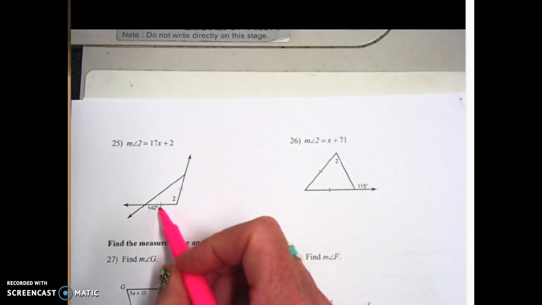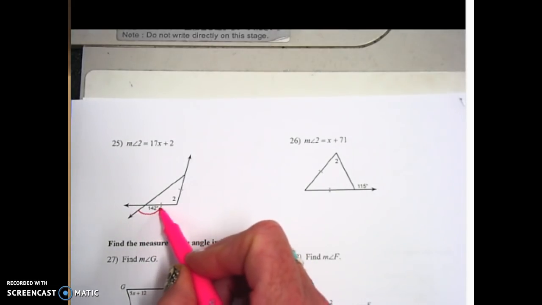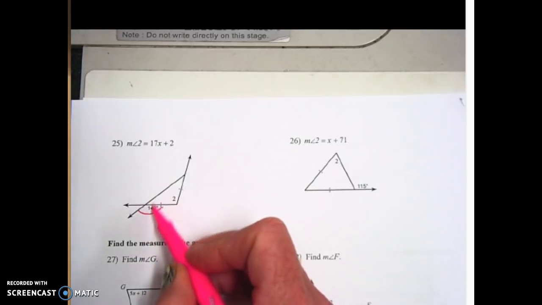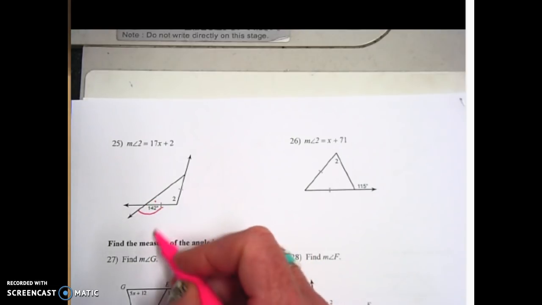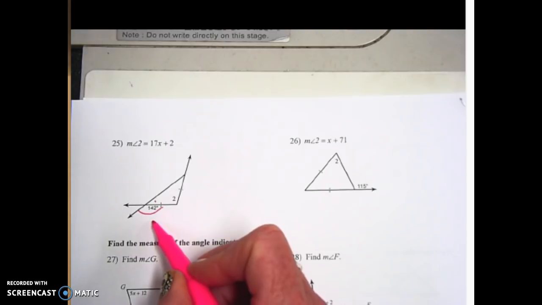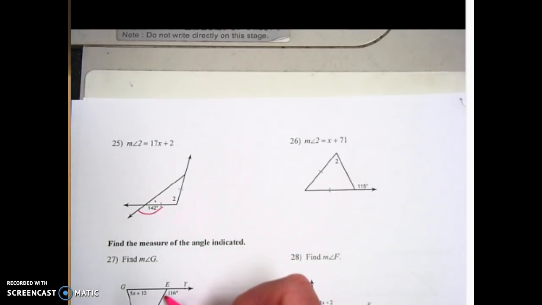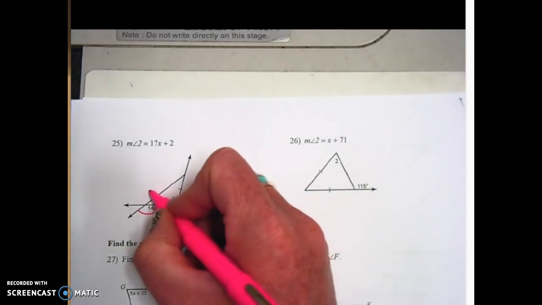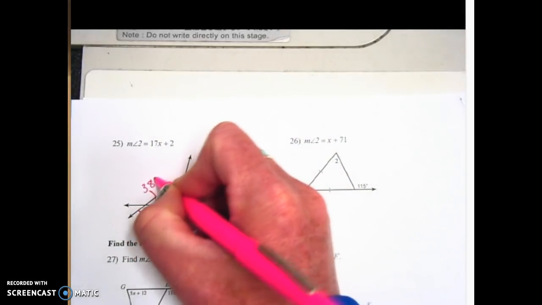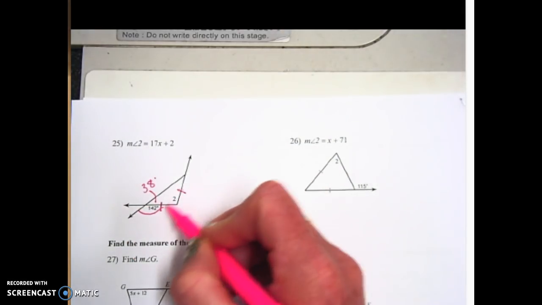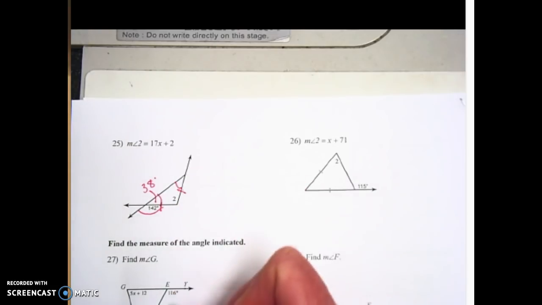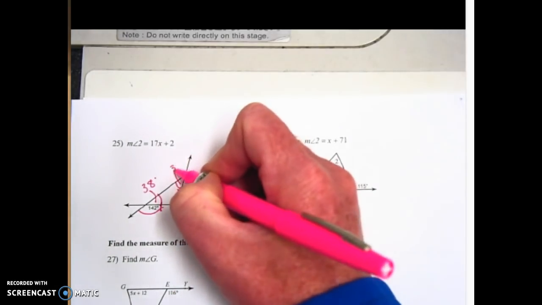All right, so on here we've got an exterior angle of 142. So to get this interior angle right here, we're going to say 180 minus 142, which is 38. So that one's 38 degrees. And if this side and this side are marked congruent, then these two angles opposite them are congruent. So if that one's 38, this one's also 38.